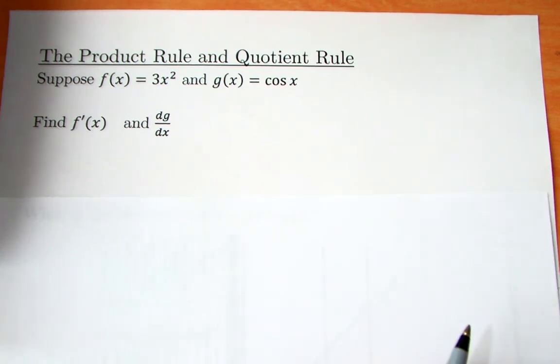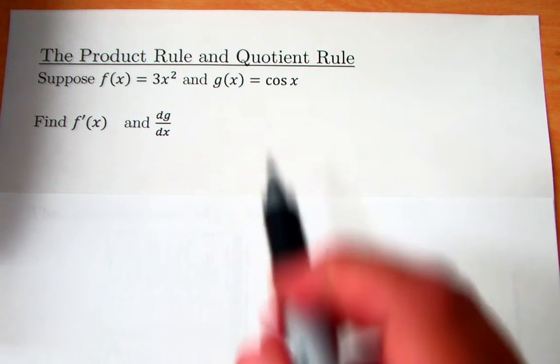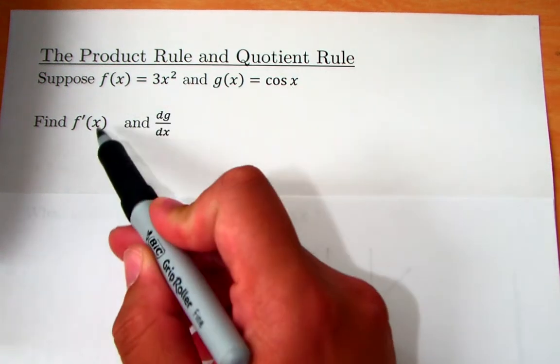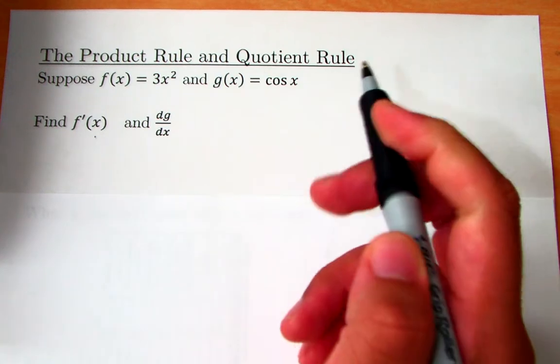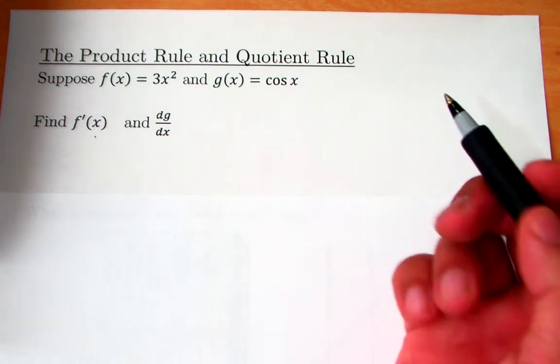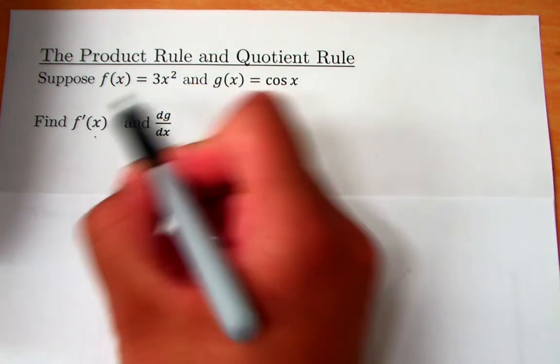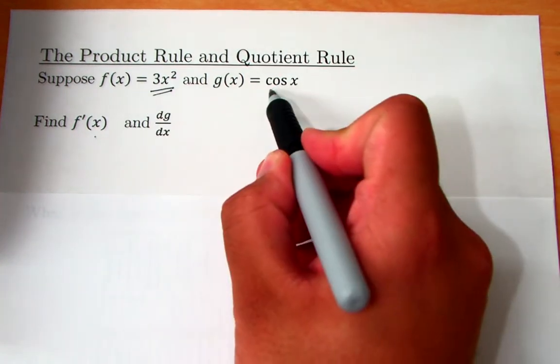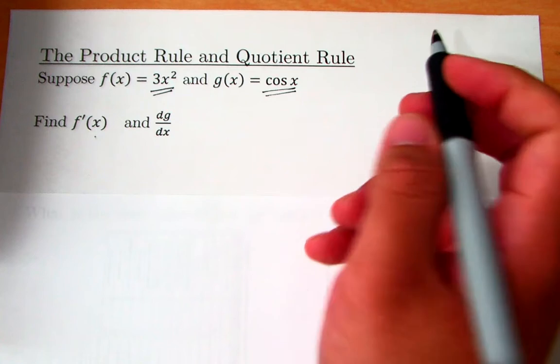So we have a question here that says, suppose f of x is equal to 3x squared and g of x is equal to cosine x. And you have two tasks: find f prime of x and dg dx. So it's not a trick question. All I'm asking you to do is to find the derivative using the power rule, most likely, and the derivative using one of our special trig situations.